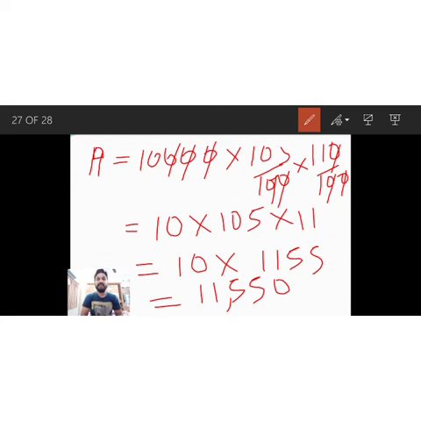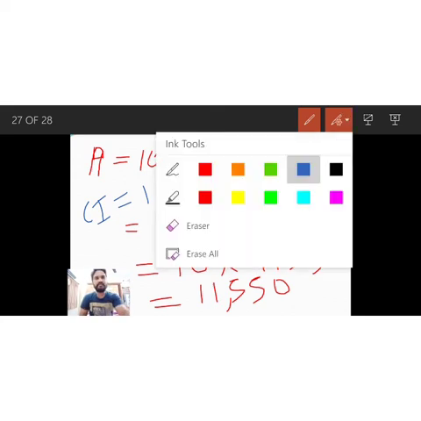And what is our CI? CI means the compound interest. For the compound interest, what do we have to do? A minus P. So our CI: A is 11,550, P is 10,000. When we subtract, we get the answer 1,550. 1,550 rupees is our compound interest. So in this way, we have to put the values in the formula and do the calculation. It's a simple multiplication and division calculation.